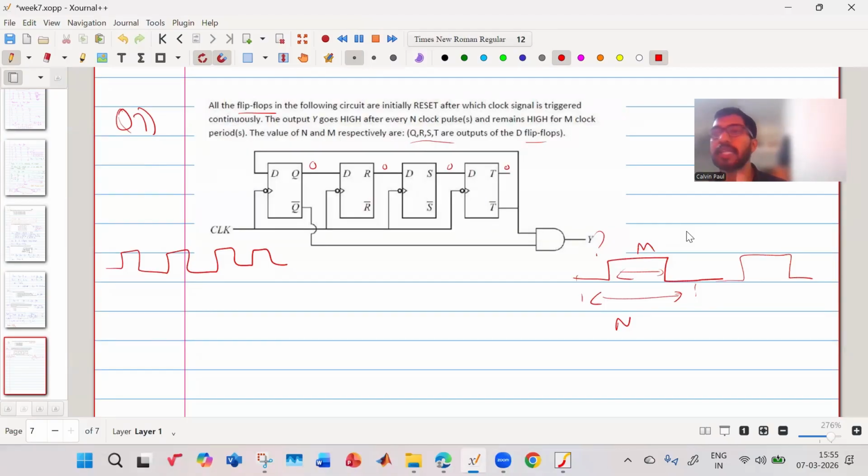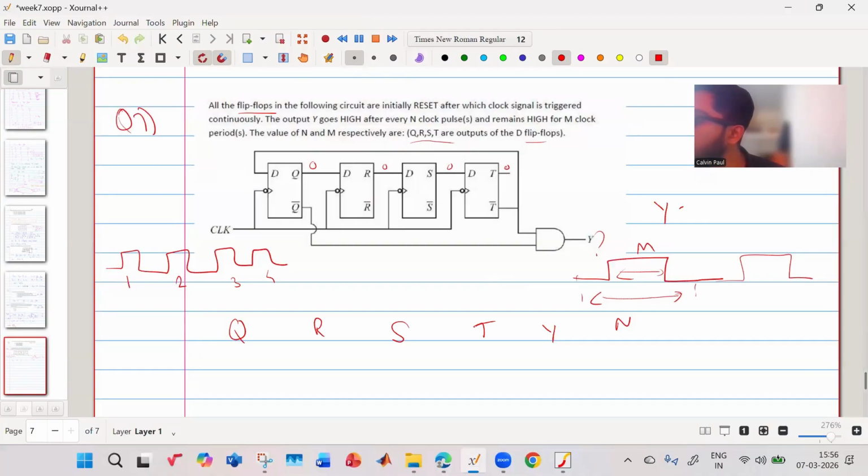So now let us try to understand. You have the clock. This is the first clock. This is the second clock. This is the third clock. This is the fourth clock. And how many variables do you have? You have four variables. What are the four variables? You have Q, you have R, you have S, you have T. Okay? And you have Y. So what is your Y? Let us try to understand. Y is equal to T bar and Q bar.